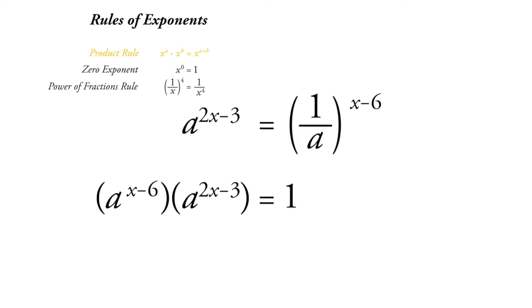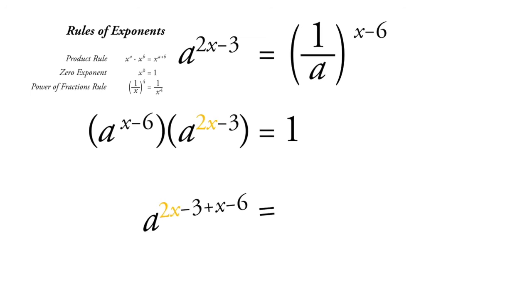And we know in this rule here that if we multiply this term times this term, we can get a term that's a to the 2x minus 3 plus x minus 6. And that's all equal to 1. And if we run those numbers out here, we get a to the 2x plus x minus 3 minus 6 equals 1. And that's a to the 3x minus 9 is equal to 1.